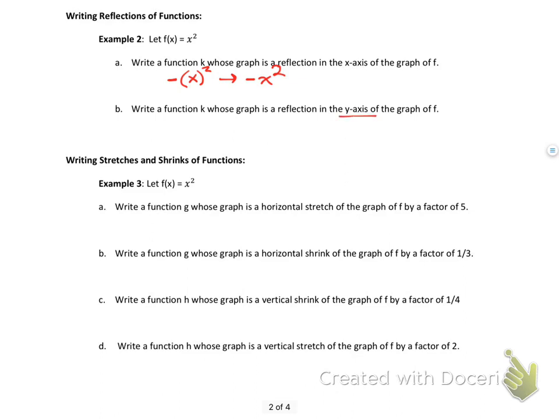When we have a reflection in the y-axis, remember that goes inside, which means it actually looks like this, (negative x) squared. But we know from math that if I have a negative x times a negative x, a negative times a negative makes it positive. So that actually turns into positive x squared. So it is very possible for you to see that as an answer. Either one would be fine.